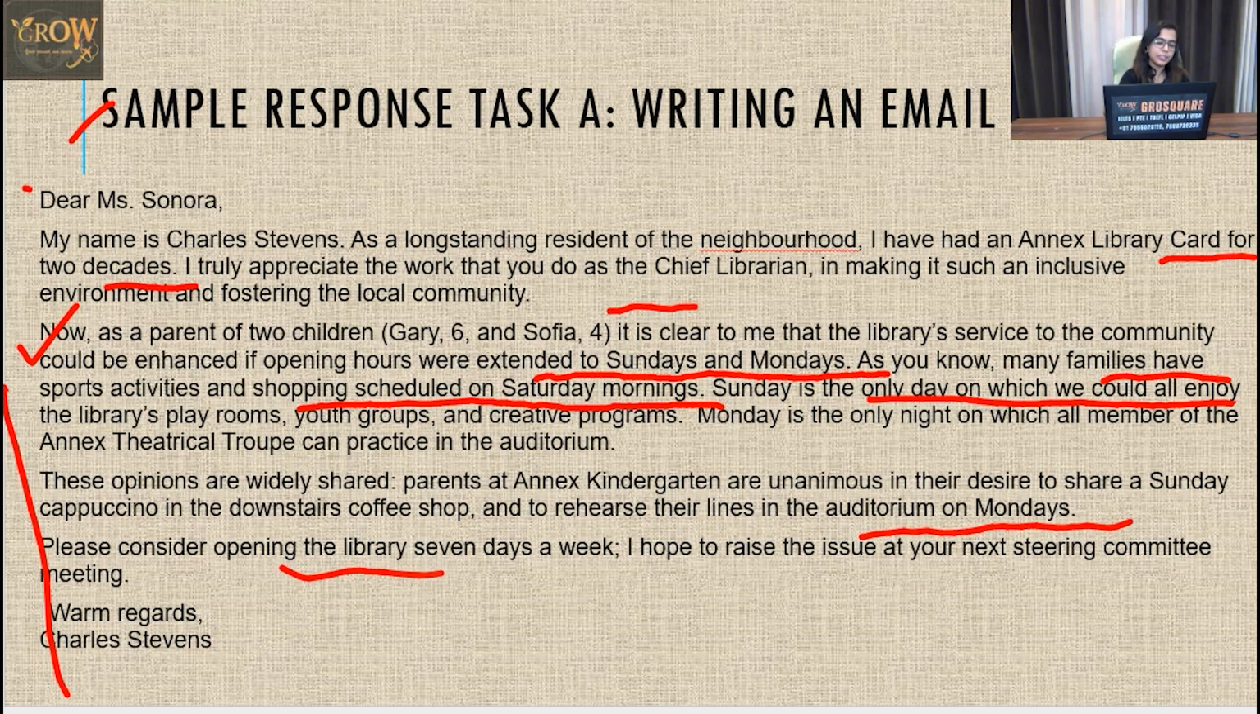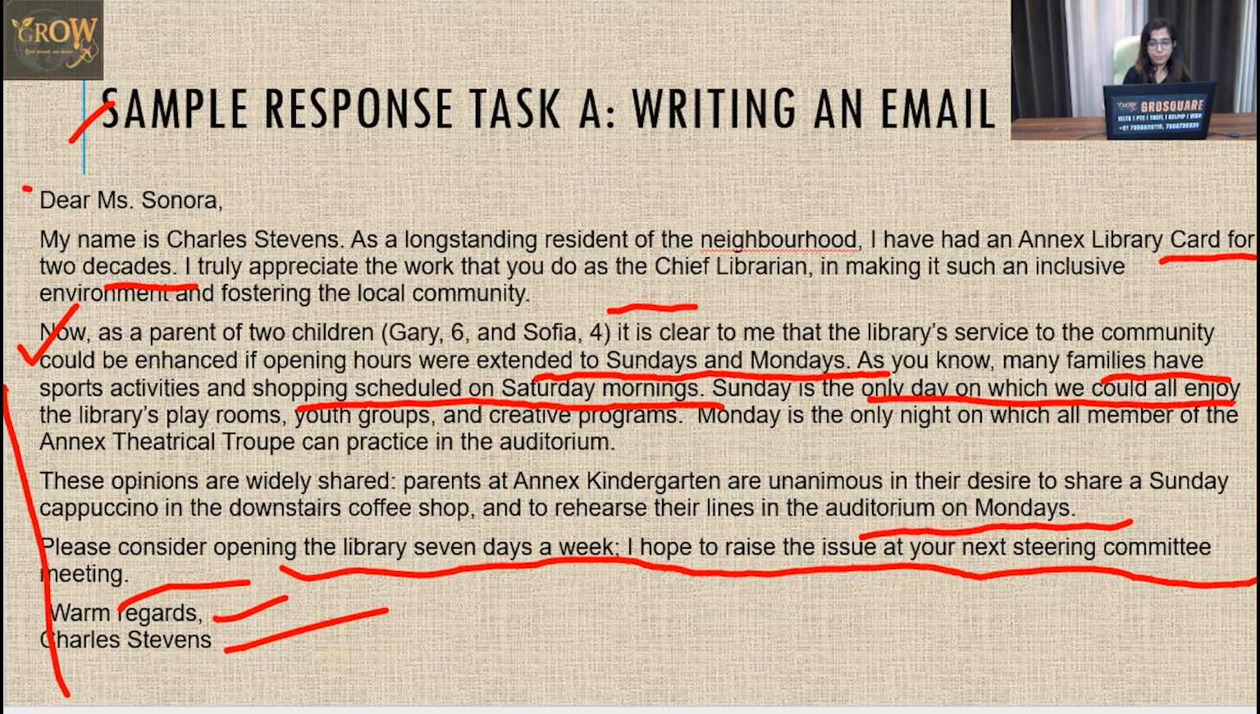So please consider opening the library 7 days a week. I hope to raise the issue at your next steering committee meeting. Warm regards, and I have written down my name.